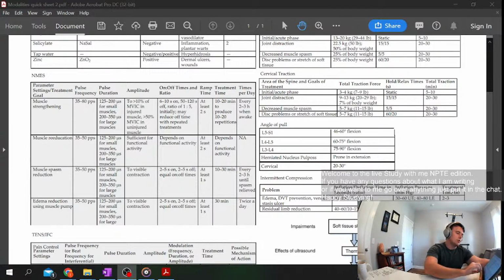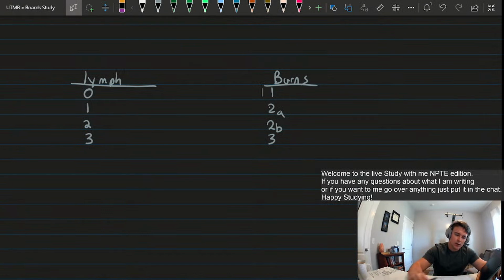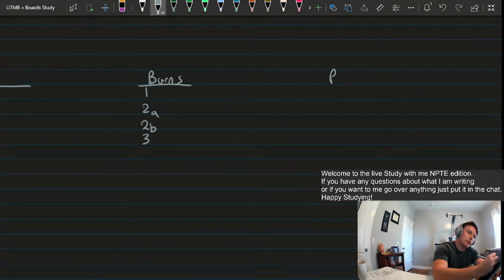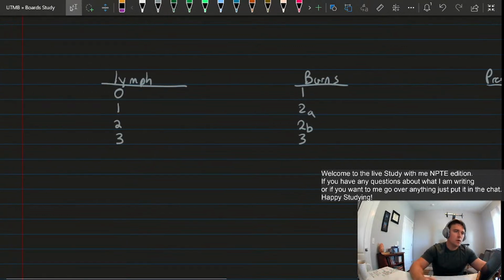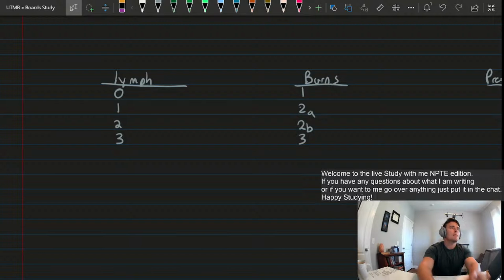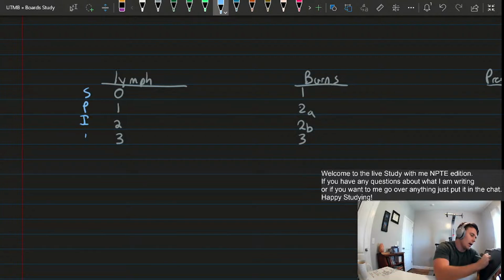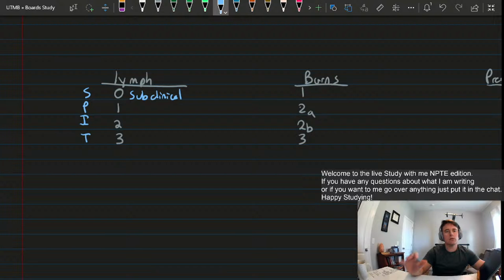So let's go back to the lymphedema, the burns, and the pressure ulcer scales. There are some similarities here, which helps. With the lymphedema scales, let me pull it up. Thank you, Haley. So this is subclinical. There is a problem with the lymphatic vessels, but it is reversible, okay?